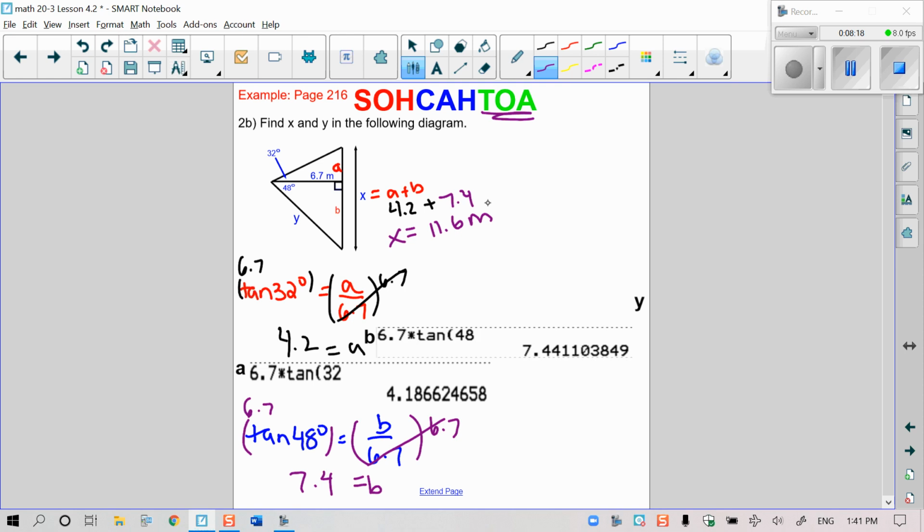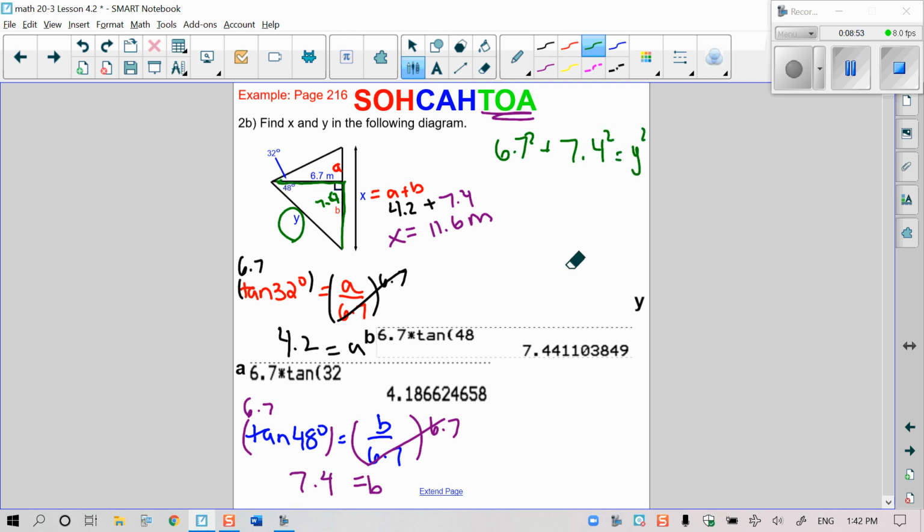Okay, so now that I know a and b, and consequently then x, I can now solve y. So the adjacent side length here, or the common side, is 6.7. I just solved that this side here is 7.4, and I want to find out what y is. So really, I can use Pythagorean Theorem. So I can do 6.7 squared plus 7.4 squared is going to equal c squared, which is y.